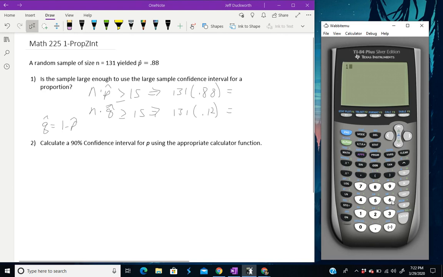So using the calculator, 131 times 0.88. And we might as well do the other one. 115.28 is certainly large enough. 131 times q hat, we get 15.72, which is also large enough. So let's write that in. That's at least 15, as is 15.72. So n is large enough.